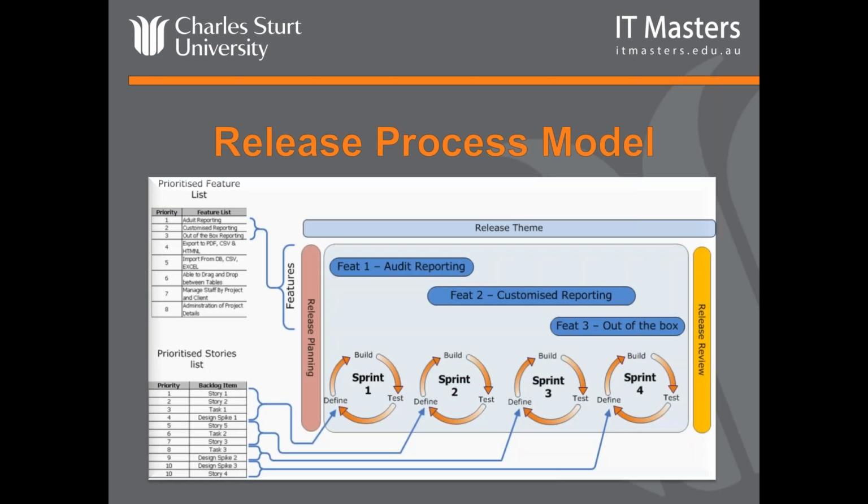So I've talked a little bit about the whole release process, and here we've got a slide that shows it. You can see it as a visual representation of all the pieces that I've just been talking about and how everything fits together within a release theme. So what we've got is a prioritized list of features. So our theme is reporting, and the highest priority feature is all the reports for auditing. Our next one is customized, and then feature 3 is out of the box.